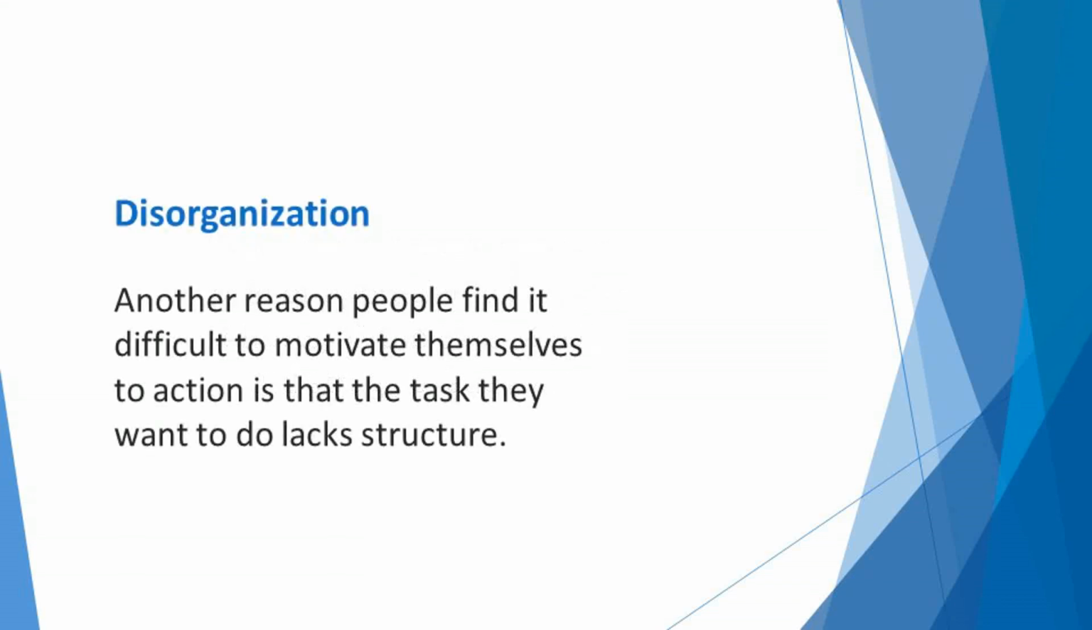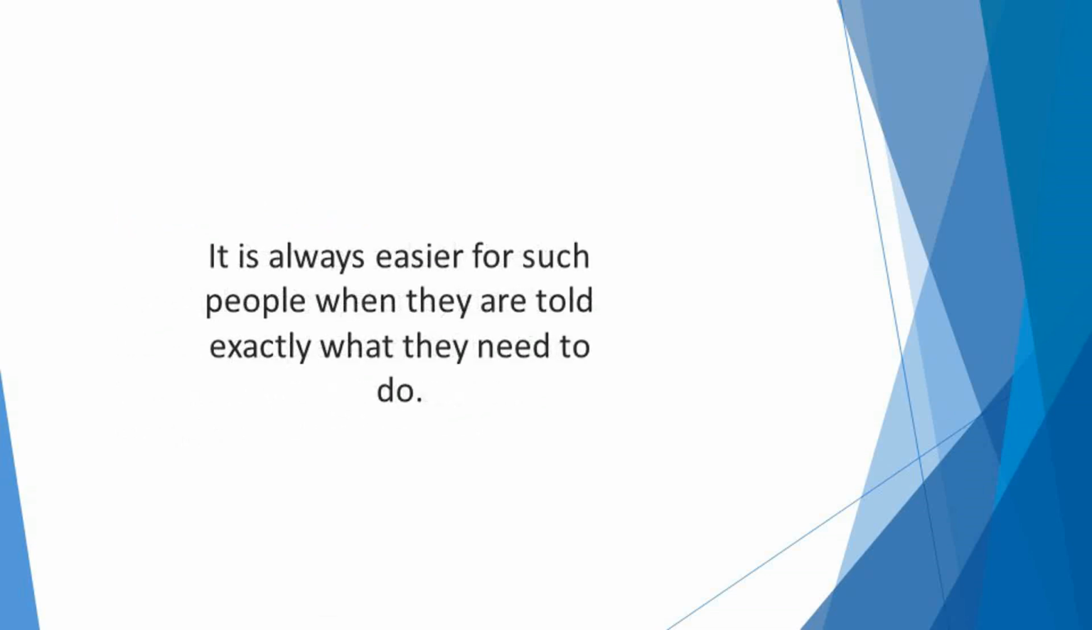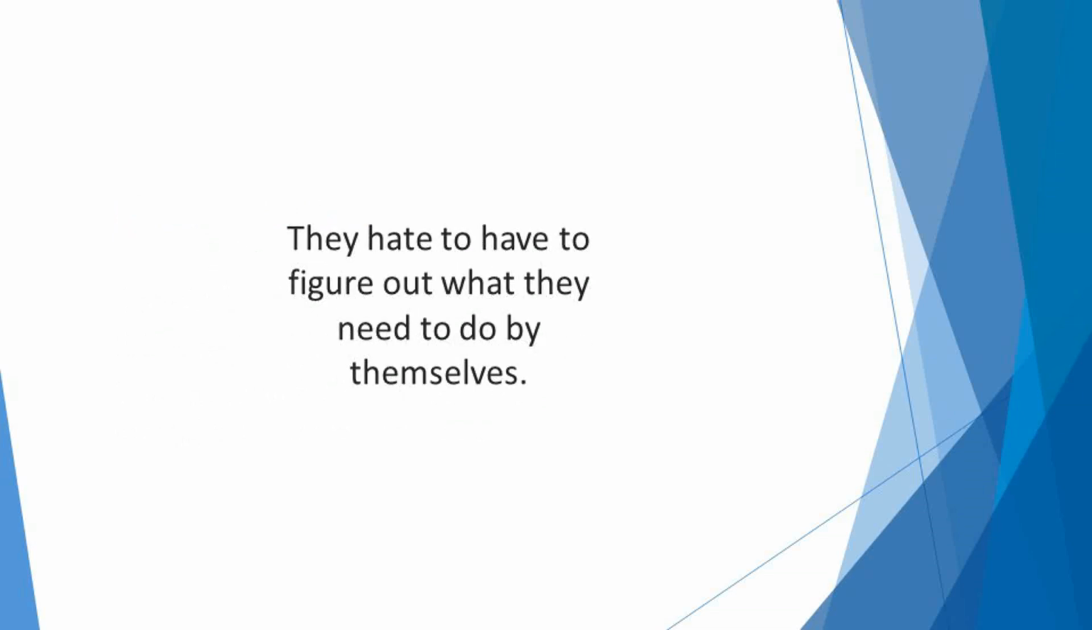Disorganization. Another reason people find it difficult to motivate themselves to action is that the tasks they want to do lack structure. If you cannot tell where to start or where to stop, it reduces your drive to set to work. Some people thrive in chaotic systems, but some people cannot function without order. It's always easier for such people when they are told exactly what to do. They hate to have to figure out what they need to do by themselves.